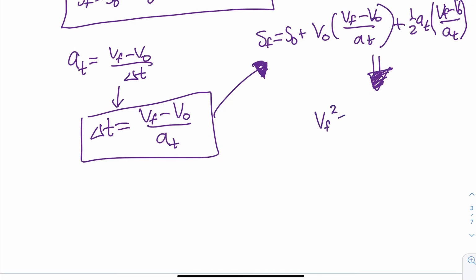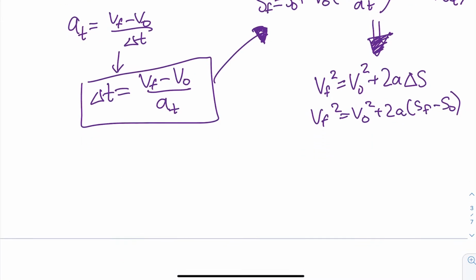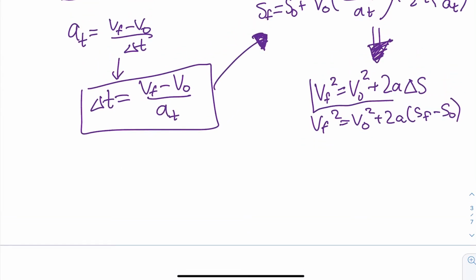Vf squared equals V aught squared plus 2a delta s, where we could say Vf squared equals V aught squared plus 2a times Sf minus S aught. So, let's use the one on top. This is going to be our third and final kinematic equation. Hopefully those all make sense with the ones that I've explained.